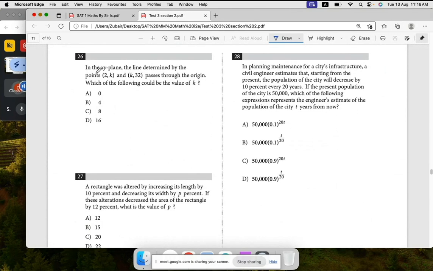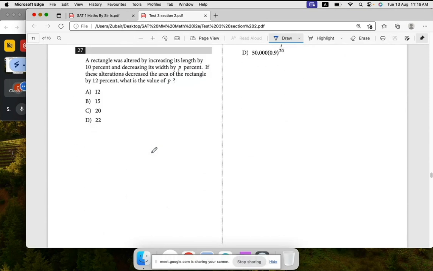Number 26. In the xy plane, the line determined by the points 2, comma k and k, comma 32 passes through the origin. Which of the following could be the value of k? So this is passing through the origin 0, comma 0. Let's say 2, comma k. Let's say k, comma 32. So gradient of the first two is y2 minus y1 over x2 minus x1, which is equal to 32 by k. So k is equal to 64 and k is equal to 8. Collinear points lie on one straight line.